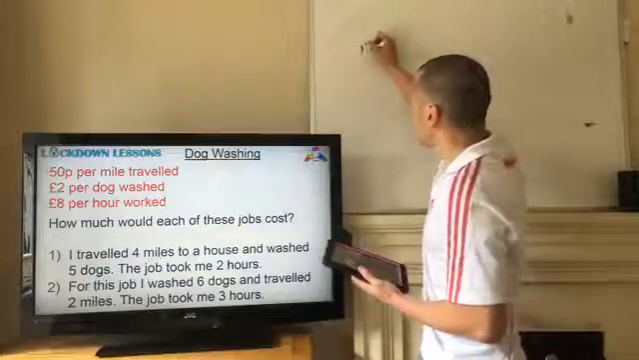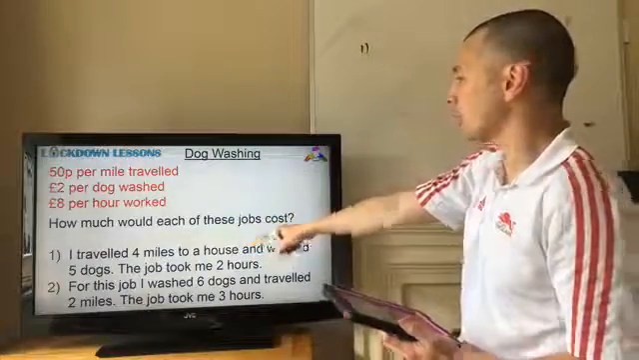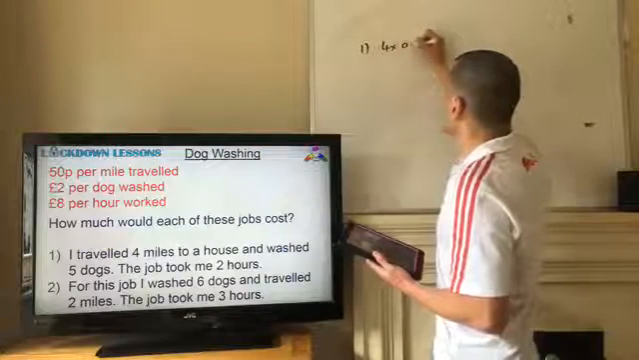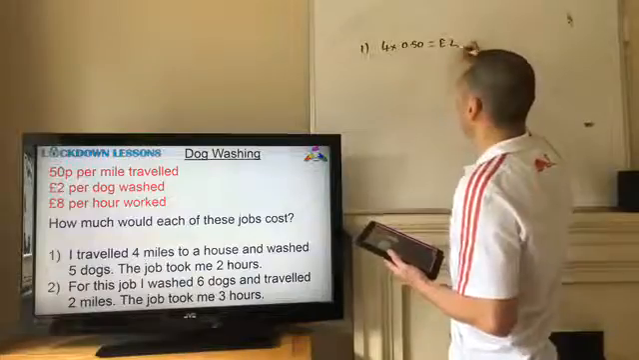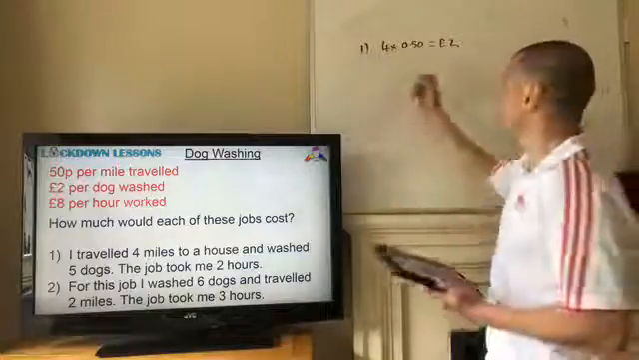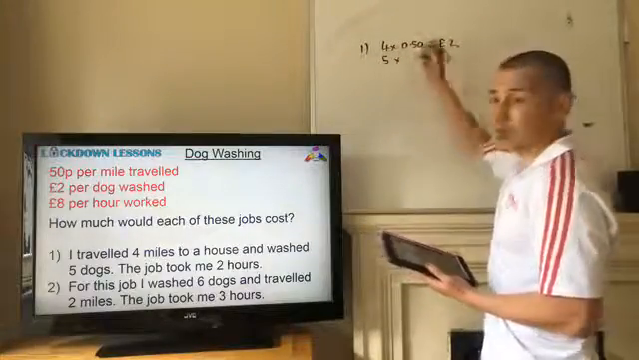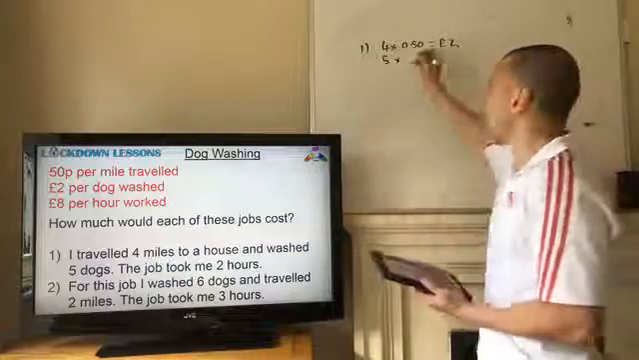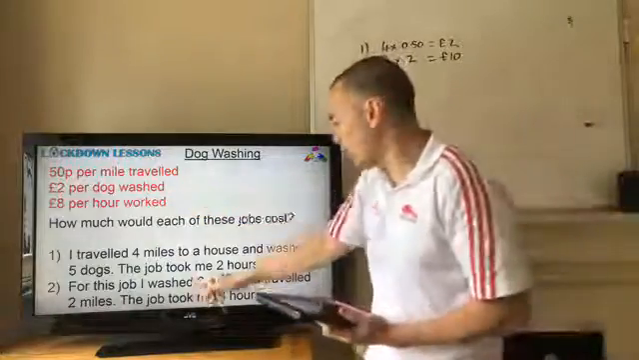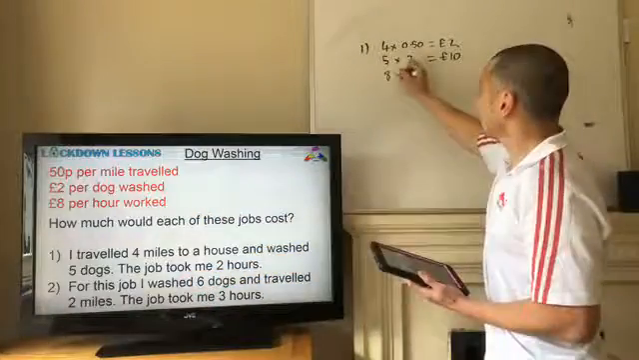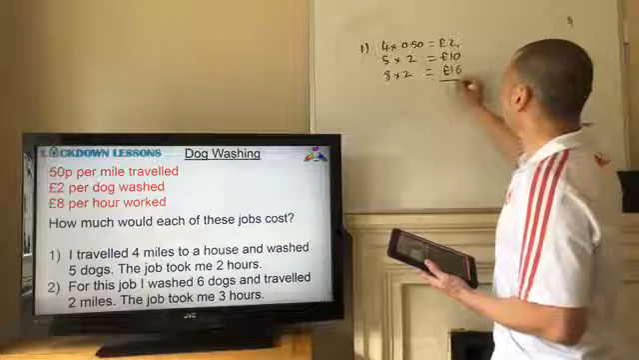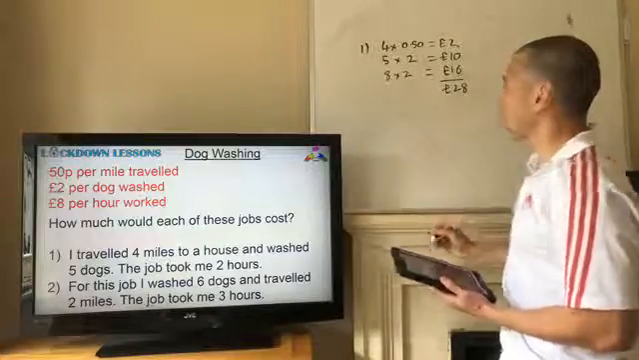So your answers are number 1. We've got 4 miles, so that's going to be 4 lots of 50p. So you do 4 times 50p. I'm going to put it in pounds, which gives me £2. We've then got 5 dogs, so it's going to be 5 times £2. It's important to know what you are doing, so always try and talk about times, add, subtract, divide when you're doing these kinds of questions. So it's £10 for the number of dogs, £8 per hour, 2 hours, 8 times 2 is going to give me £16. We add all those together, we get £28 for the first job.